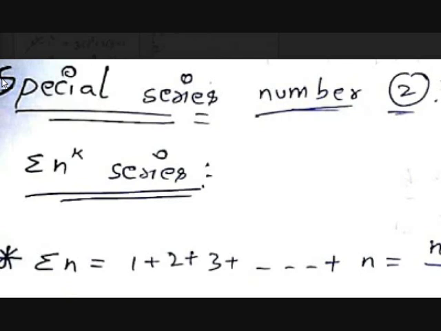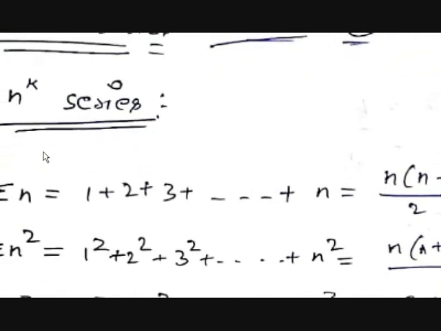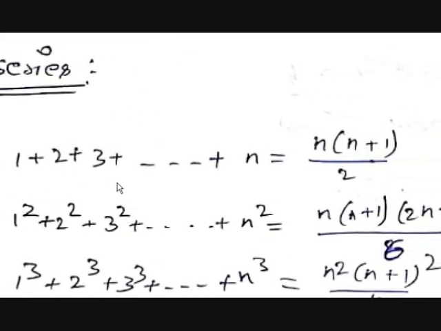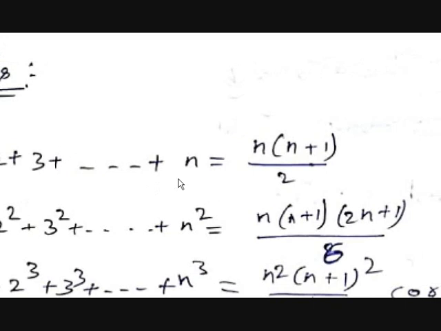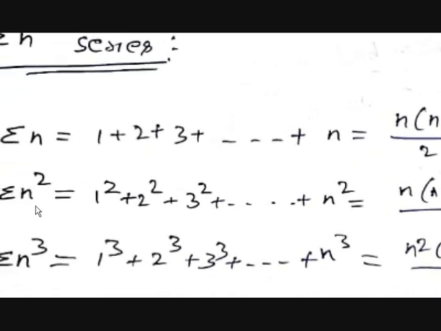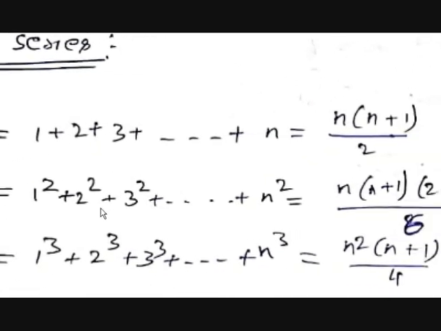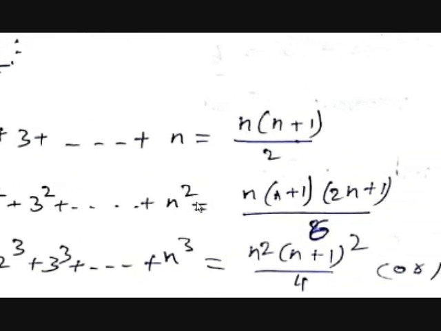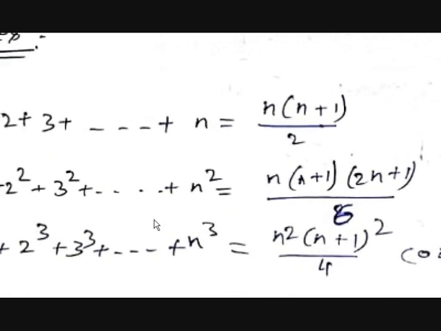You may have noticed that there are some formulas for some forms. Summation of n, meaning 1 plus 2 plus 3 and so on until n, is n into n plus 1 by 2. And summation of n square, 1 square plus 2 square plus 3 square and so on until n square, is n into n plus 1 into 2n plus 1 by 6.